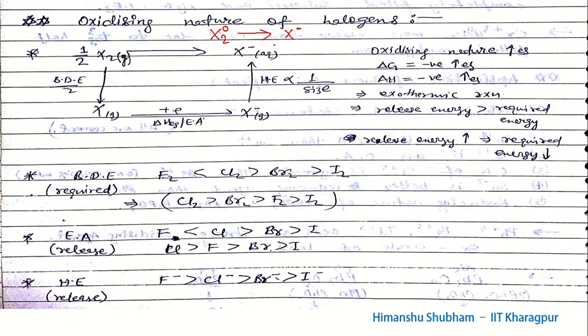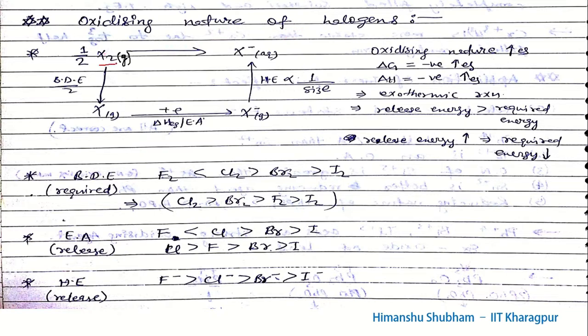Now, during the conversion of X2 to X minus, there would be some energy associated with it. A compound would be a better oxidizing agent if the energy associated with the conversion of X2 to X minus is released. The greater the energy released for the conversion of X2 to X minus, the better the oxidizing agent that halogen would be. And there are several energies associated with the conversion of X2 to X minus that we are going to discuss here in detail.